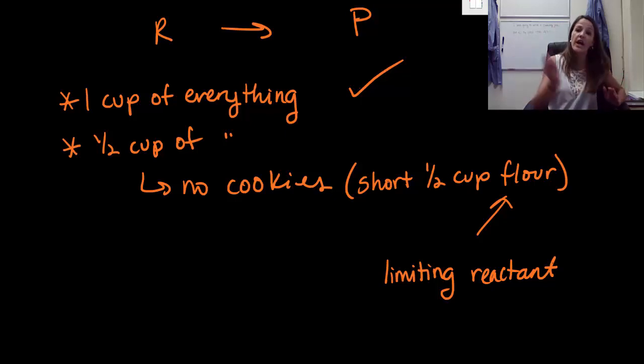If we wanted to cut everything by half and say, okay, let's use a half a cup of flour, a 1/4 cup of sugar, and then an 1/8 cup of chocolate chips, we could still make cookies. But just with that given recipe, we can't do it. We don't have enough flour.